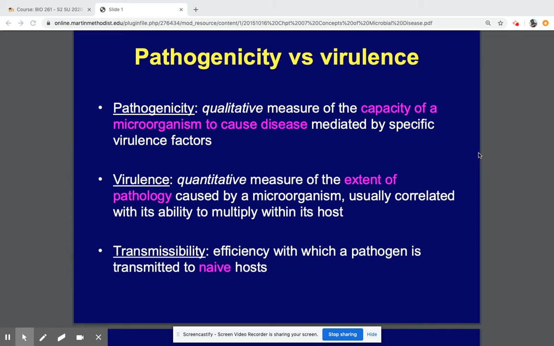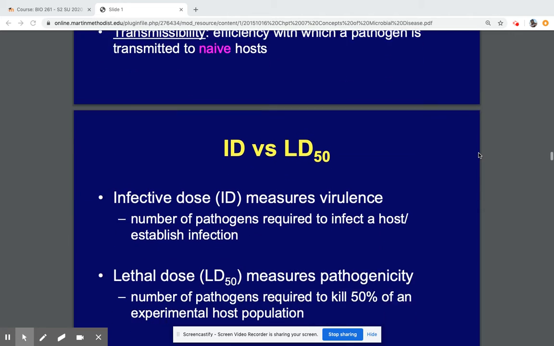What is the definition of virulence? Virulence is a quantitative measure, so this has to do with numbers. It is the extent of pathology, the causes and effects of the diseases. So you may have X number of microorganisms doubling into the next generation in a specific time. That will be your virulence because it is a quantitative measure involving numbers.